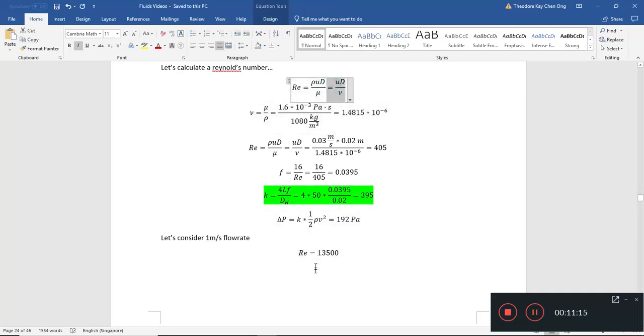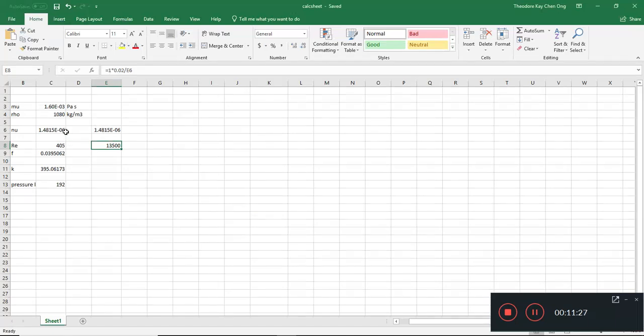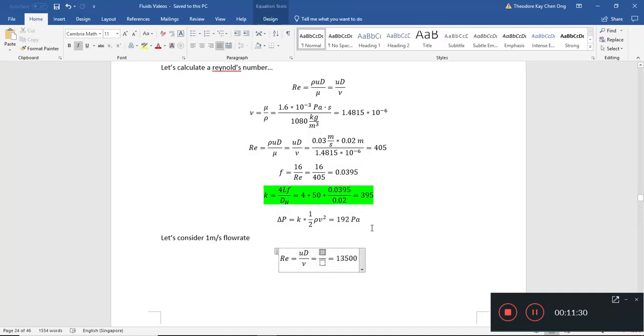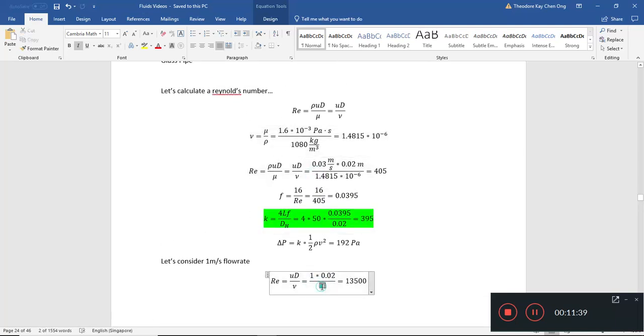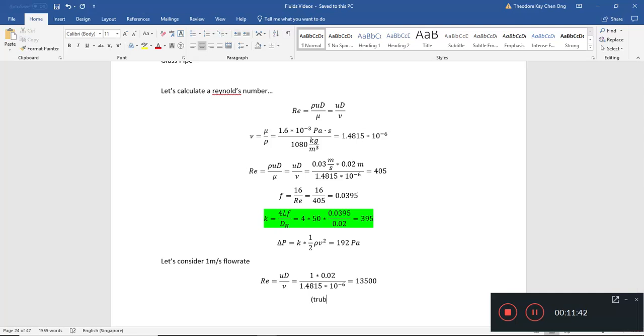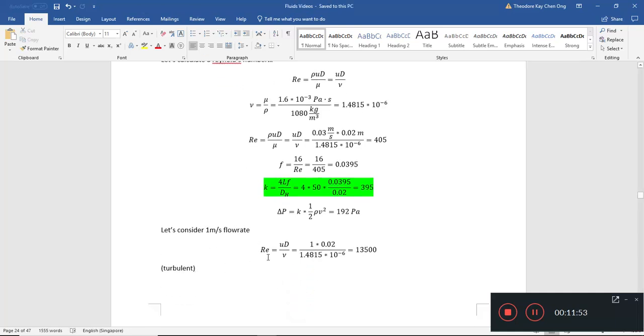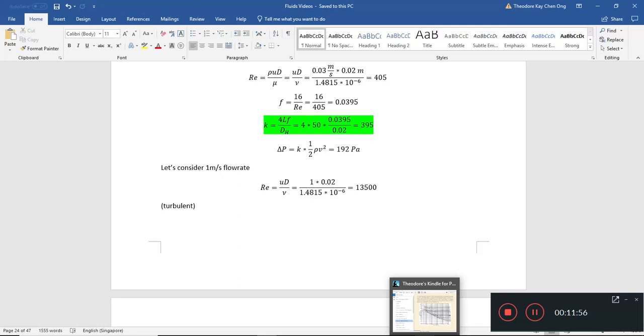So I'm just going to copy this down. U and D: 1 meter per second times 0.02, so a 2 cm diameter pipe. I'll copy this down here. So this is turbulent flow. What do you do with turbulent flow? Well, you just adopt a slightly different method.